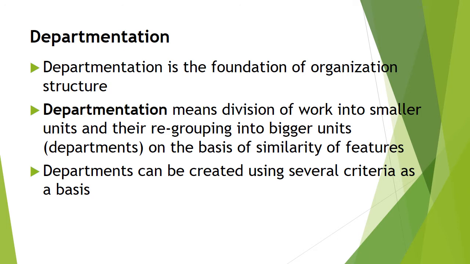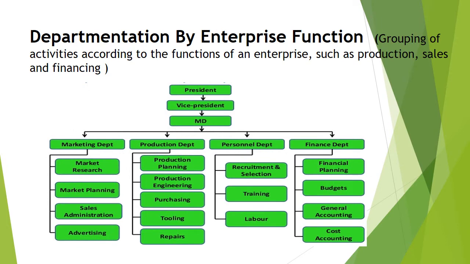There are different ways in which departmentation is undergone. You have so many criteria. Now let's see what are the different criteria. The first criterion under which departmentation is carried out is by enterprise function. Departmentation by enterprise function is where we group the activities according to the function of an enterprise.